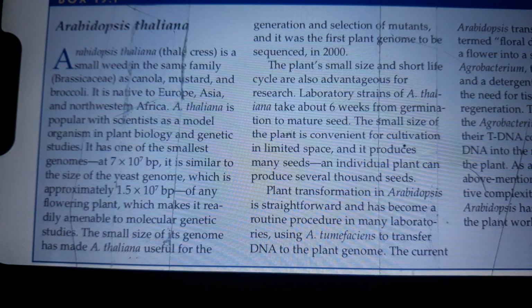Arabidopsis thaliana. A. thaliana is a small weed in the same family, Brassicaceae, as canola, mustard, and broccoli. It is native to Europe, Asia, and northwestern Africa. A. thaliana is popular as a model organism in plant biology and genetic studies. It has one of the smallest genomes at 7 × 10^7 base pairs.